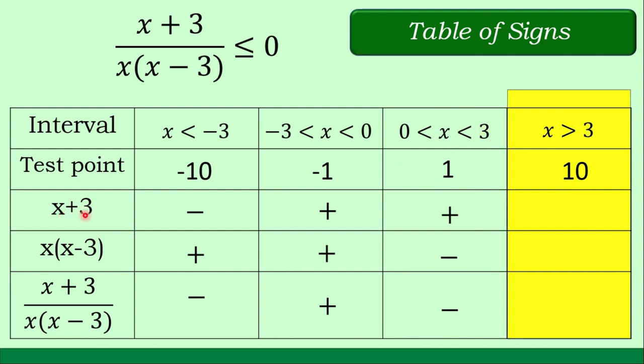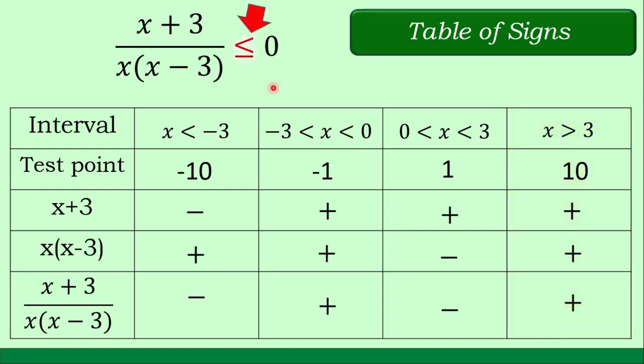So for the next column, we will now substitute the test point, which is positive 10. So we have 10 plus 3 will give us a positive answer. We have 10 minus 3. I'll start here in parentheses. We have 10 minus 3 will give you positive 7 times positive 10. The result is positive as well. So right here, that's positive. So positive divided by positive, the result there is also a positive answer. So this is our table of signs.